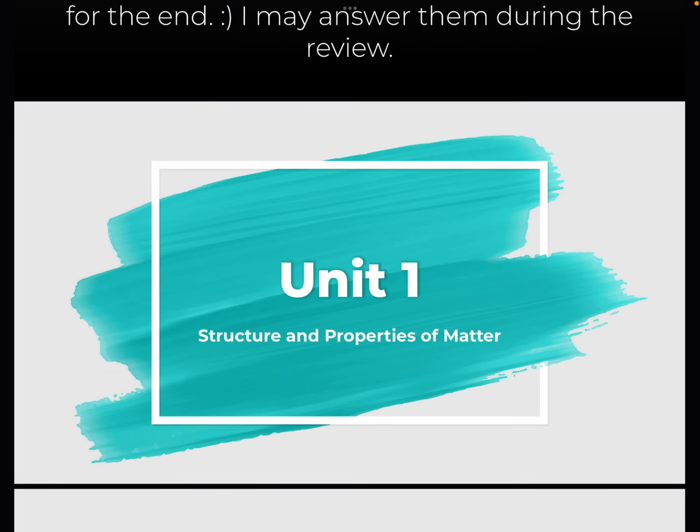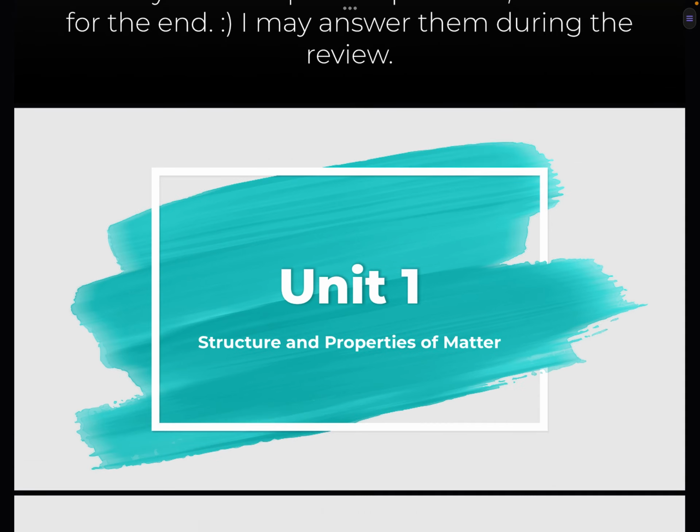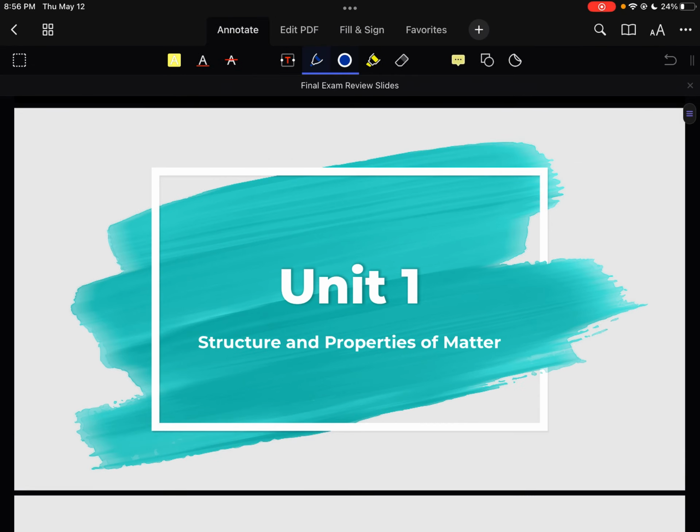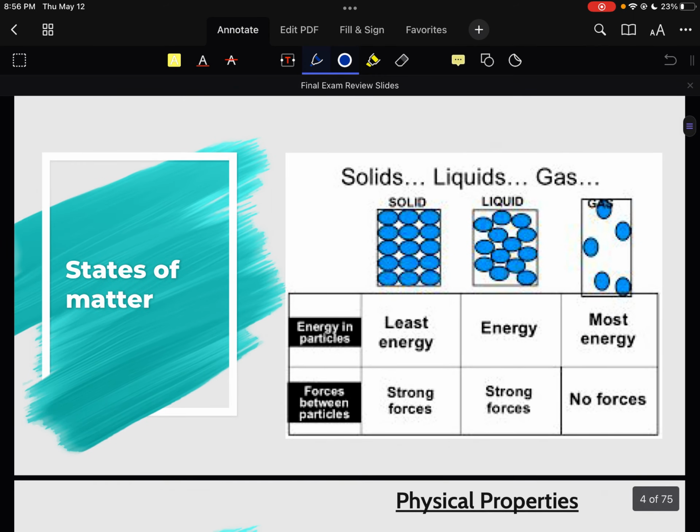This video is on Unit 1, and it is just kind of going to hit the key points for this unit. So the first thing that we talked about was just the different states of matter. The main thing to know is just to be able to recognize the different particle diagrams.